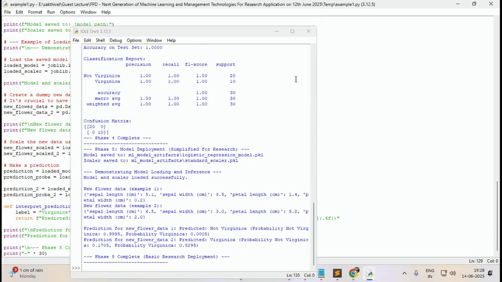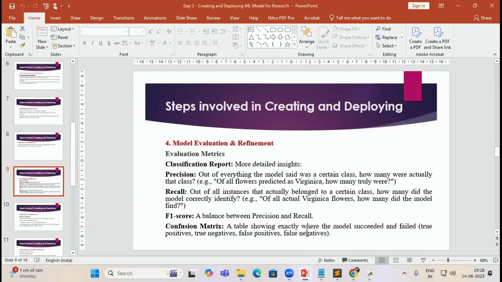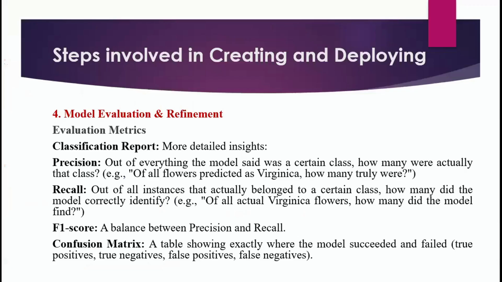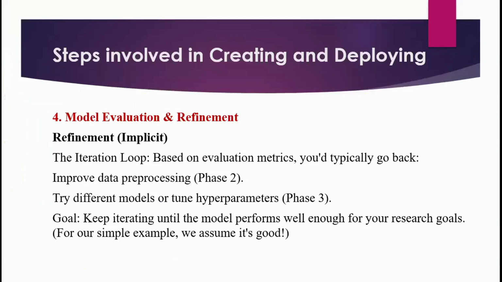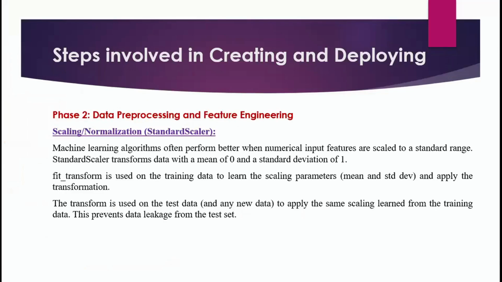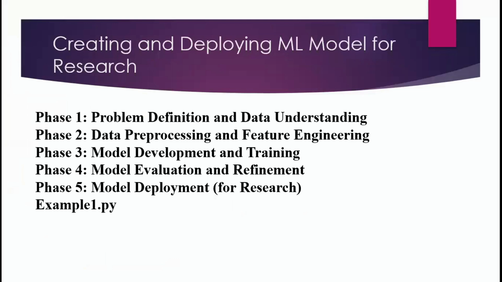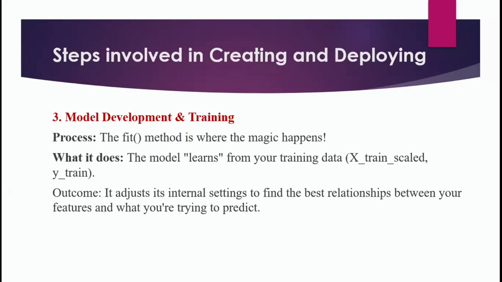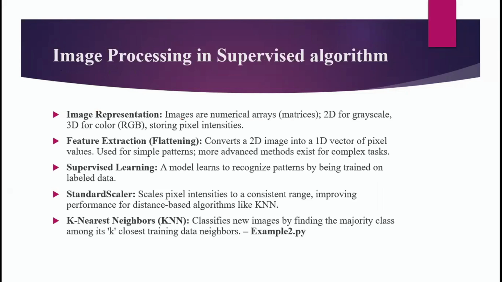So this is very important when you go for research. These are the steps which have been involved here, the same steps I explained about model deployment. We are coming here with the 5 steps, which mainly focus on problem definition and data understanding, data pre-processing and feature engineering. Next you can see model development and training, model evaluation and refinement, and model deployment. These are the 5 phases you have to implement. This is what I have done with a supervised algorithm.